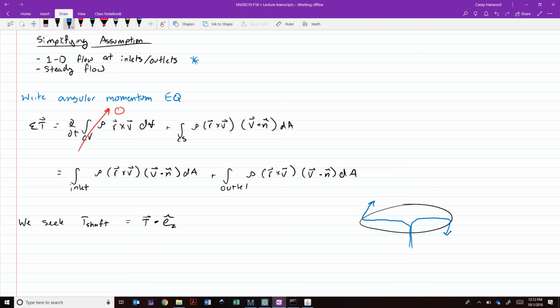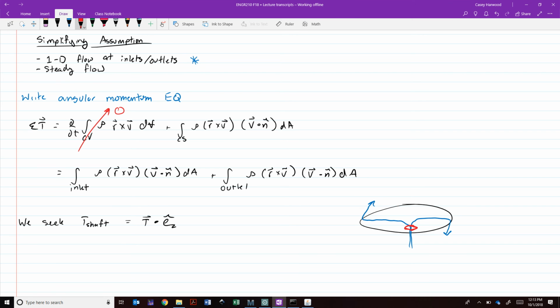At the inlet of our control volume, basically right here, what direction is the velocity going in? It's parallel with the shaft, right? The cross product with any vector is going to be perpendicular with respect to both those vectors, right? So this means that R cross V is going to be perpendicular to the shaft. We can just tell that by inspection because V is parallel to the shaft.